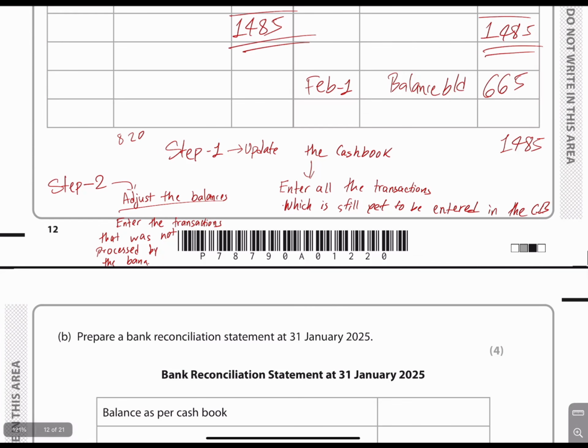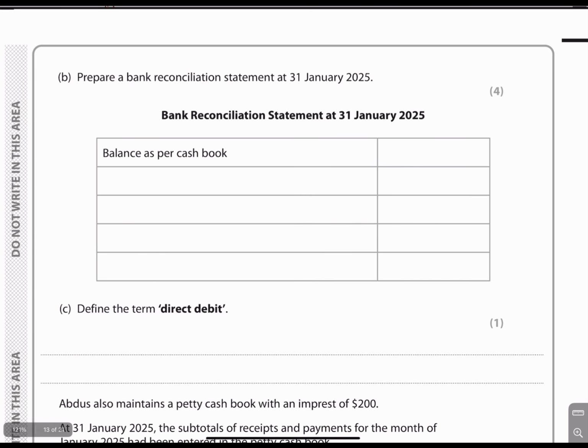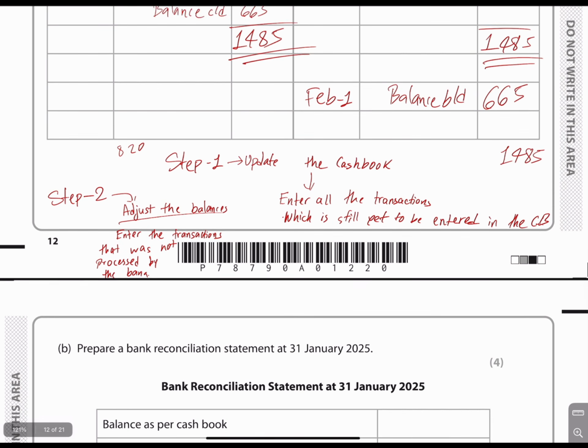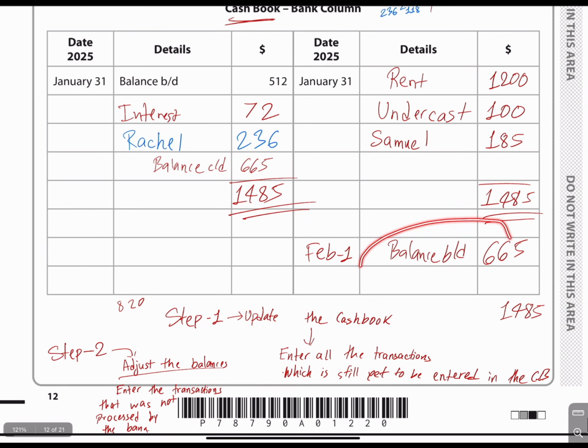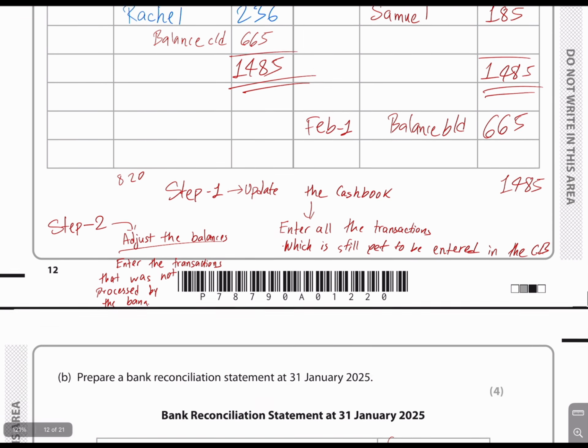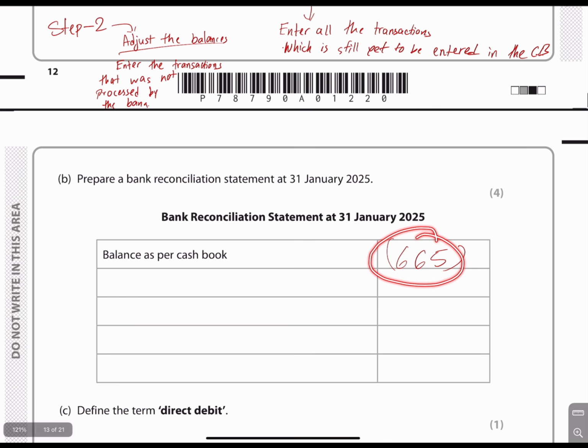Now what's our balance BD? You have to know it is on the right side. Balance BD on the right side means it is an overdraft. Your balance is negative, right? So balance as per cash book, we don't write positive 665. We write negative, because balance BD on the credit side means overdraft. Overdraft means the business has used more money than they have in their bank account, so their account is in negative balance. So negative 665, because they are liable to the bank.